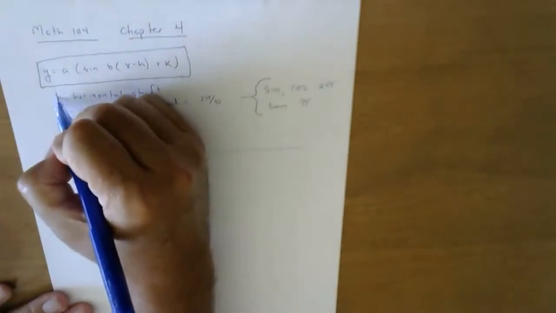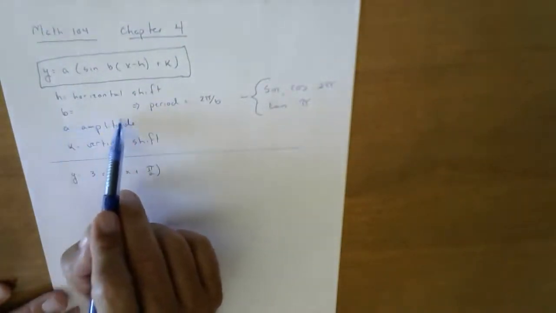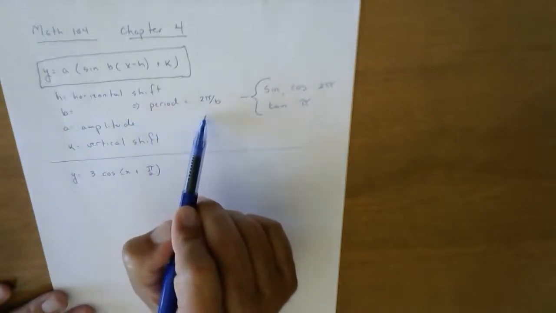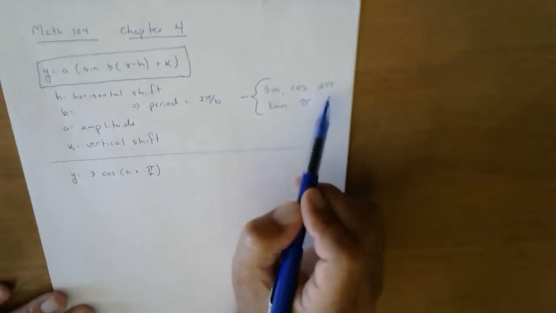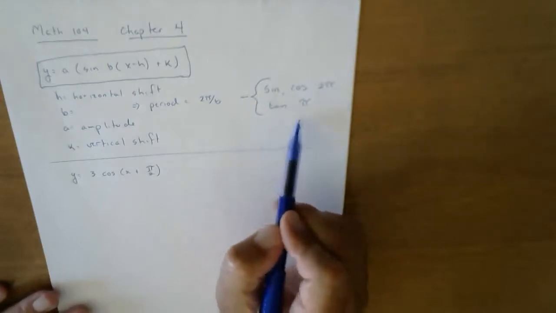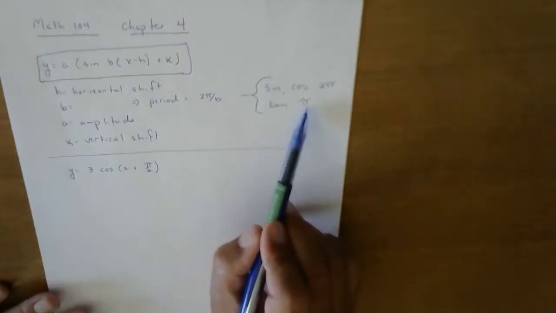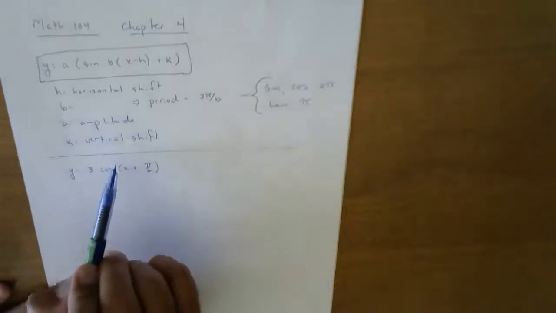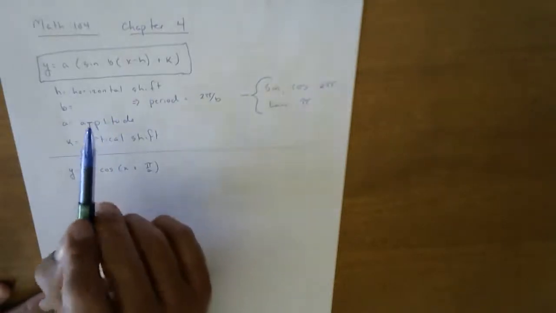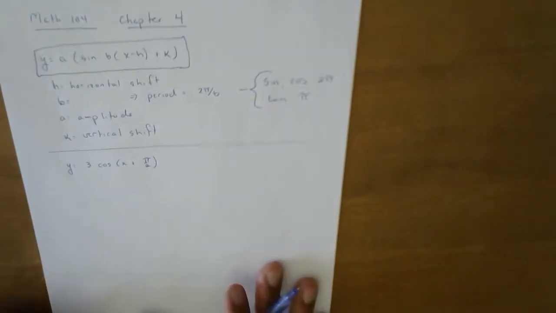H, that's my horizontal shift, moving left and right. B, once I find out what B is, I'm going to use it to determine my period. If it's sine and cosine, I take 2 pi divided by B. If it's the tangent, I just take and divide pi by B. A is the amplitude. That's when I'm going to stretch it up and down. Finally, K is my vertical shift, which would move me up and down.